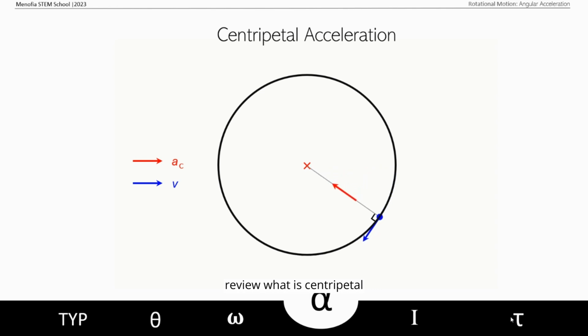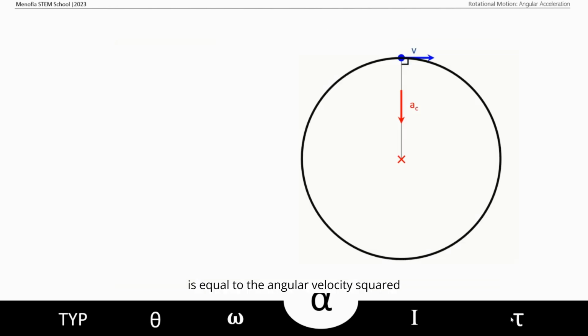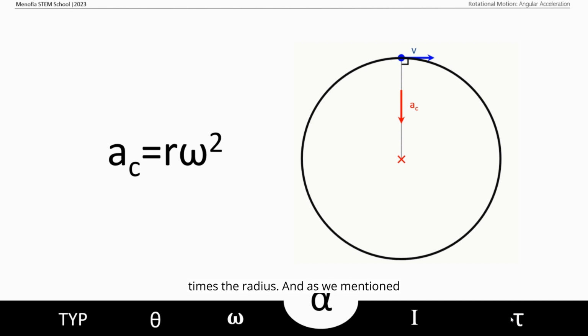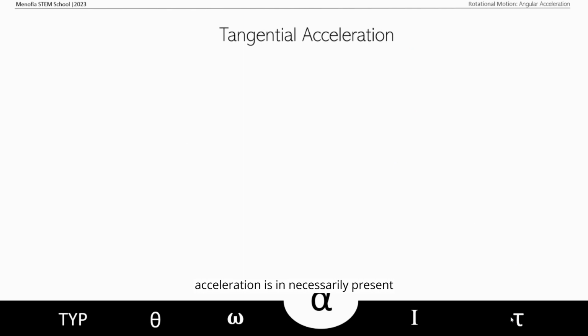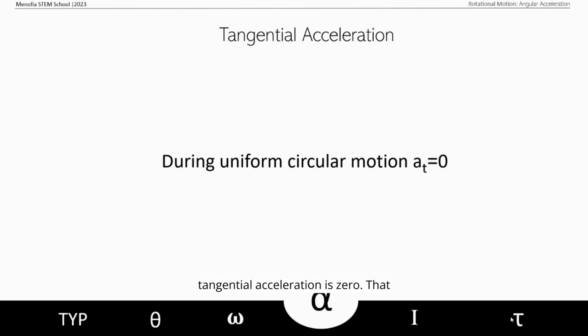What is centripetal acceleration? Centripetal acceleration, also known as radial acceleration, is the inward acceleration of any point on a rotating object, and it is equal to the angular velocity squared times the radius. And as we mentioned, in rotational motion, there is always centripetal acceleration. In contrast, tangential acceleration isn't necessarily present. During uniform circular motion, the tangential acceleration is zero.